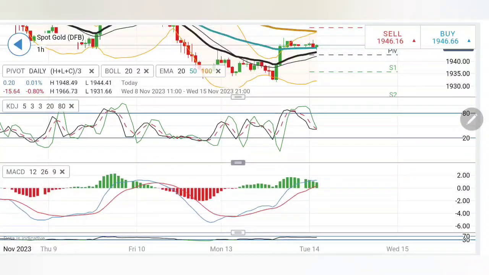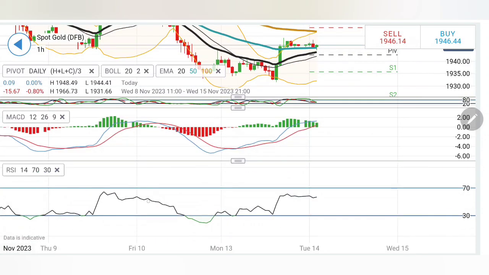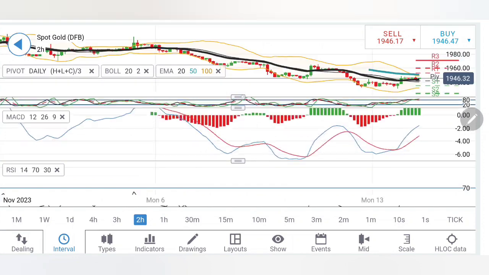Look at stochastic on the hourly chart, it has dropped. The MACD is in green looking upwards. RSI is flat on the hourly charts. Coming to the 2-hour chart.